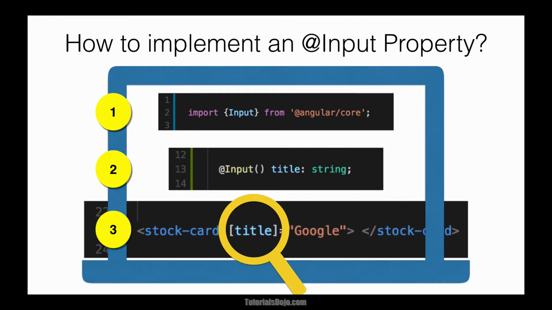And that is the three simple steps on how to implement the Input property. Again, don't make the common mistake of adding this variable inside a parenthesis. A parenthesis is used for the output property.